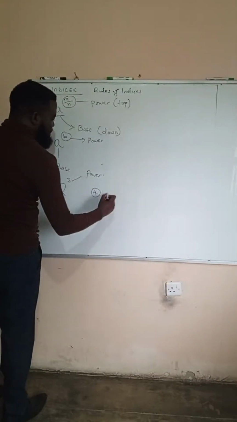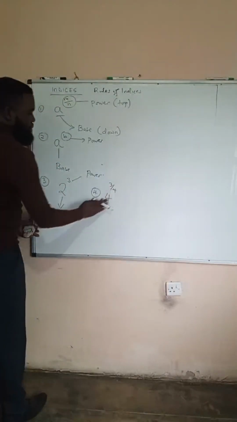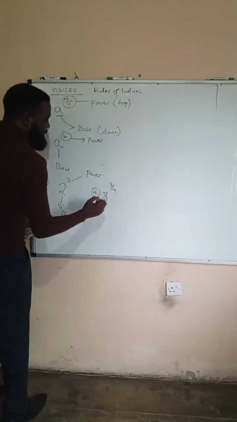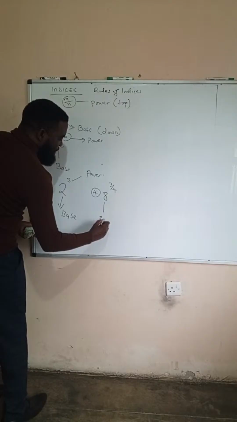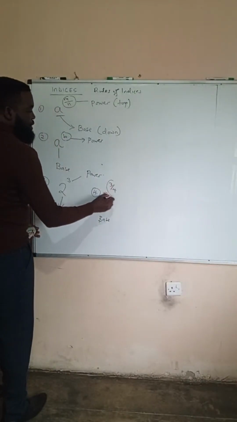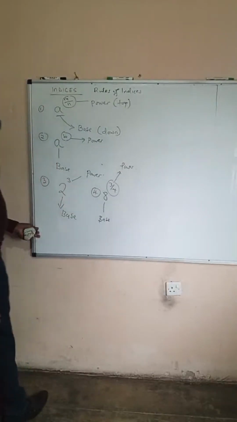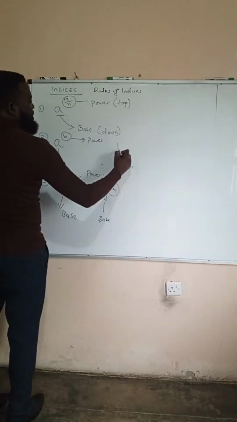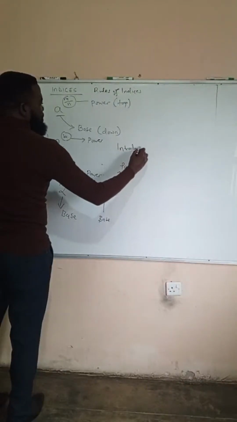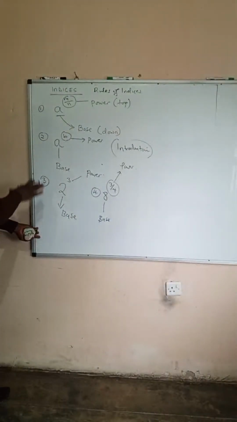So if I write, for example, 8 to the power 3 over 4, 8 is the base. Why? Because it is down. 3 over 4 is the power. I hope you have understood and your mind has opened up. Let's look at the rules. So this was just an introduction. These are not the rules. These are just the introduction to make you understand what a base is.